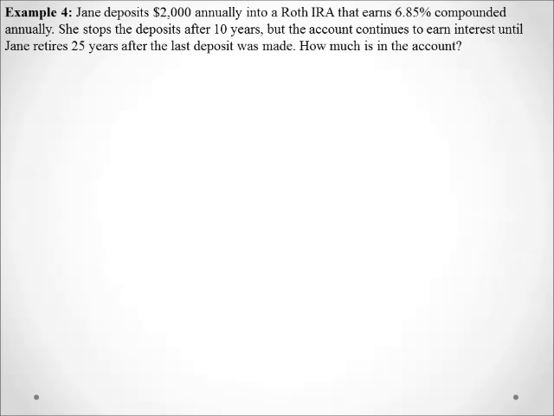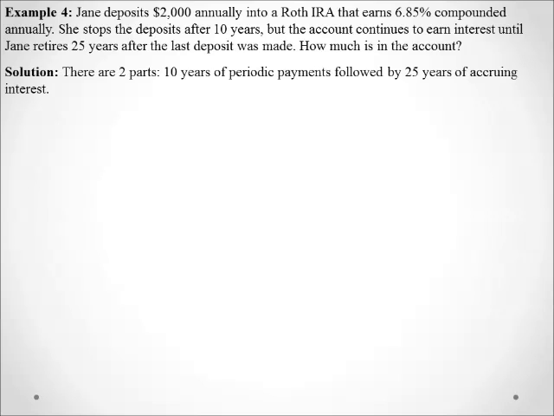Okay, here's a little more complicated example. Jane deposits $2,000 annually into a Roth IRA that earns 6.85% compounded annually. She stops the deposits after 10 years, but the account continues to earn interest until Jane retires 25 years later after the last deposit was made. How much is in the account?